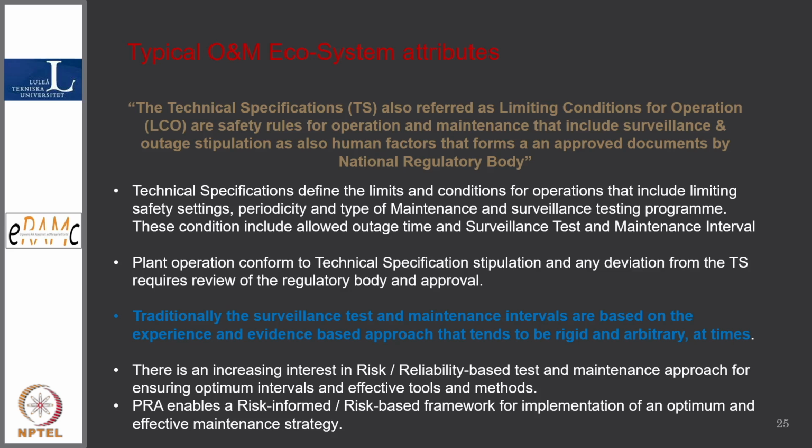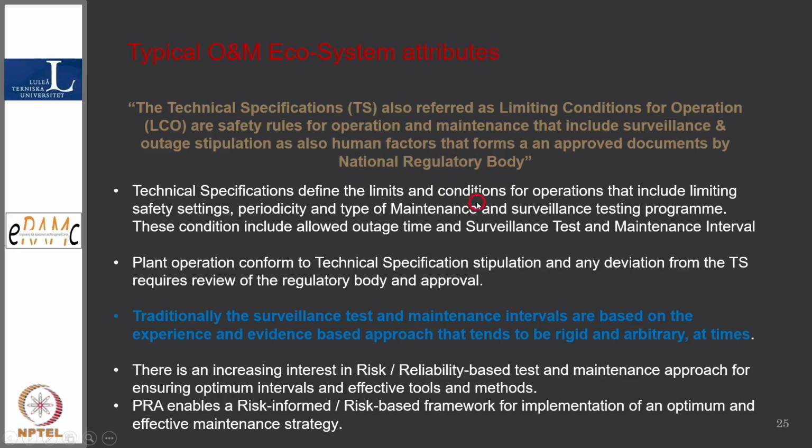Typical O&M ecosystem attributes. If I take the example of the nuclear industry, the technical specification for operation is the most important document in the plant. It stipulates limiting conditions for operation and safety rules for operation and maintenance, which include surveillance and outage stipulations, is also a human factor, and forms an approved document by the national regulatory body. So this document should be followed in toto, and it should be periodically reviewed and updated depending on plant modifications and all that.